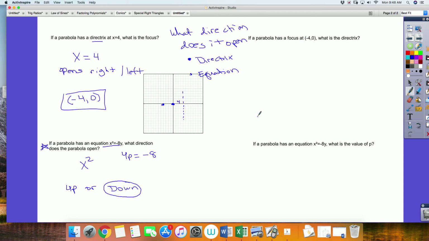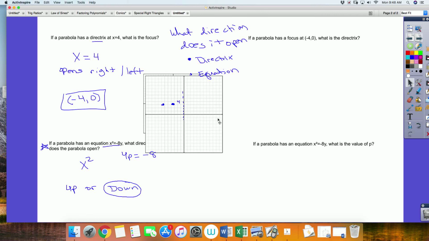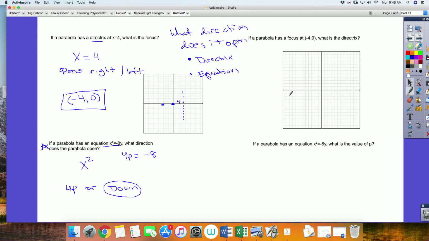Now, we can do the same thing on this problem. If a parabola has a focus at -4, 0. So now it's telling us the focus is at -4, 0, which is what we just did. And I know it's going to my center of 0, 0. So that means that if this is 4 away, my directrix also needs to be 4 away. So my directrix would be here, and you have to remember it's at x equals 4. So anytime we're going left or right, the directrix is x equals.